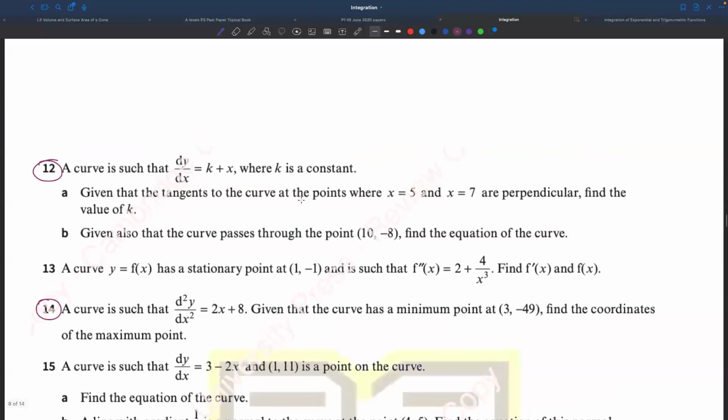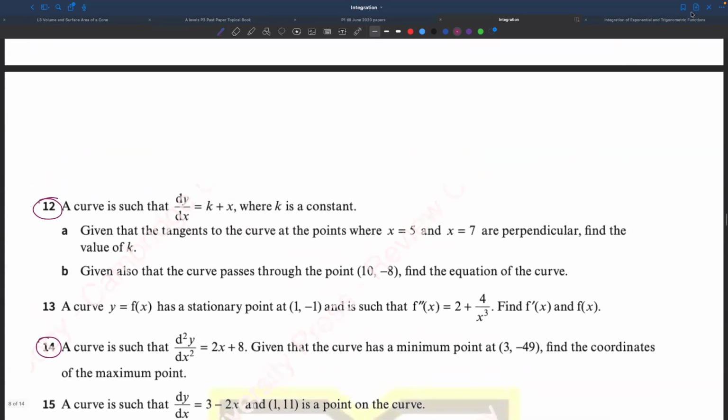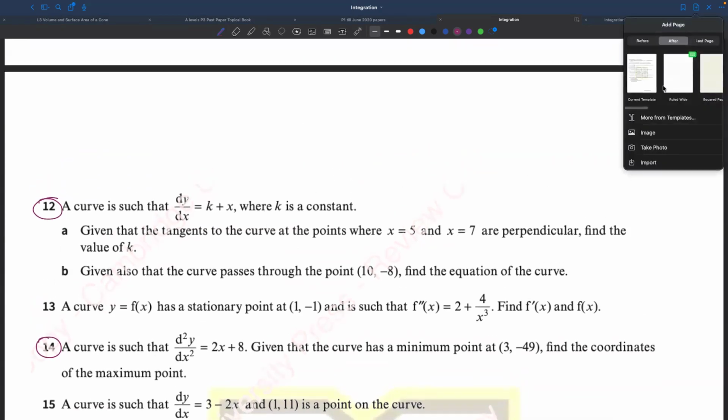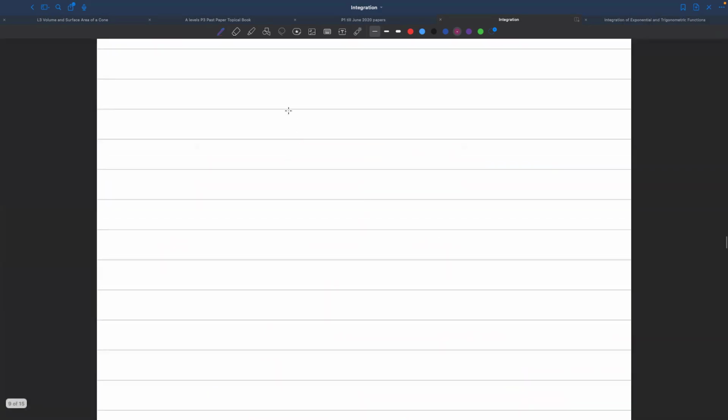Let's see. Okay, it says a curve is such that dy/dx is equal to k plus x. Given that the tangents to the curve at the point where x is equal to 5 and x is equal to 7 are perpendicular. Now, first, let's try and understand what this actually means.